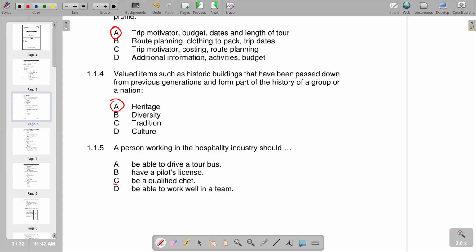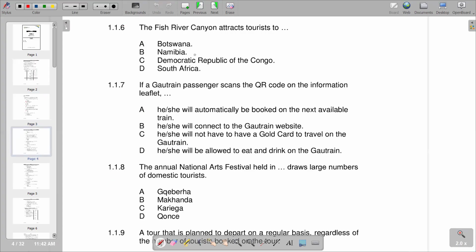This is very important. Then we go to number six, which reads, the Fish River Canyon attracts tourists to. Obviously, we need to identify the name of the country where we have the Fish River Canyon, which is Namibia. So we have B. If a Gautrain passenger scans the QR code on the information leaflet, what is the correct response according to the responses that we have? I would see that we have got B. He or she will connect to the Gautrain website. So this becomes the correct response.